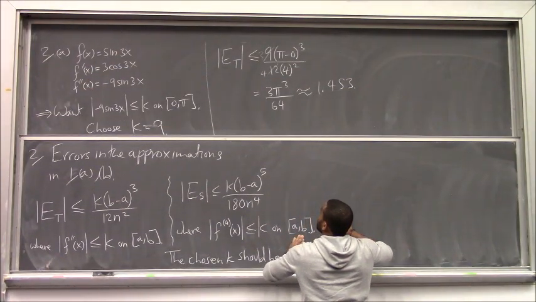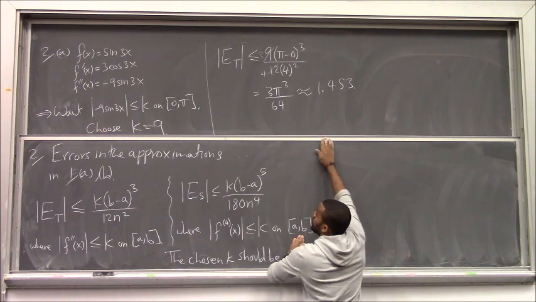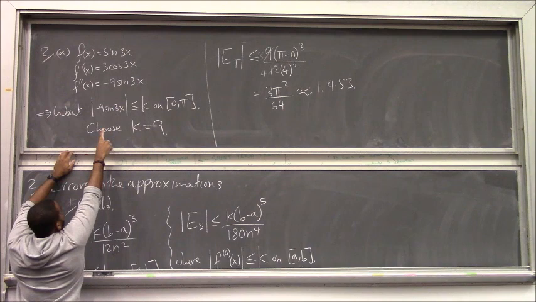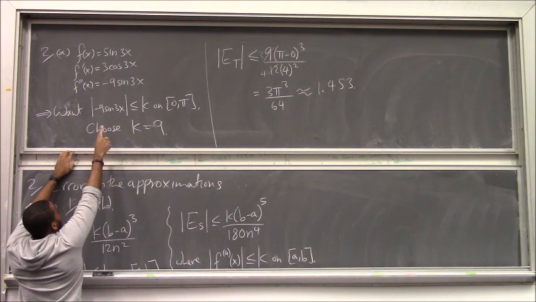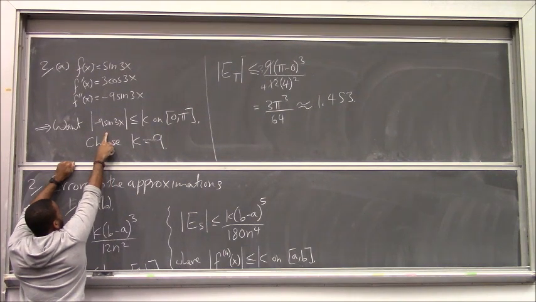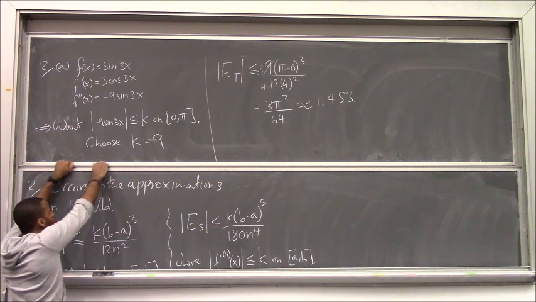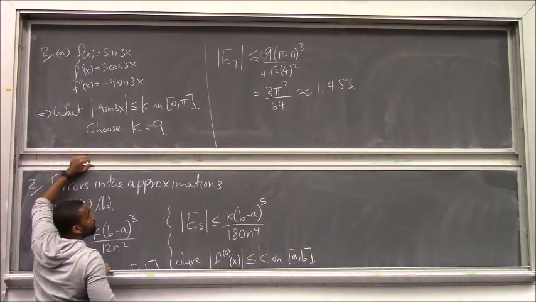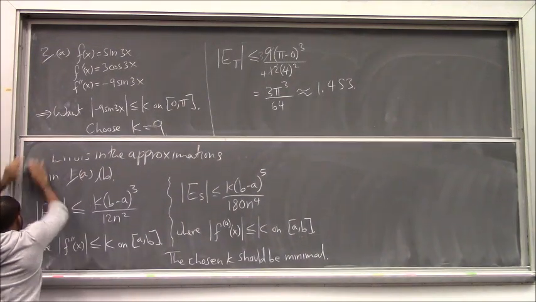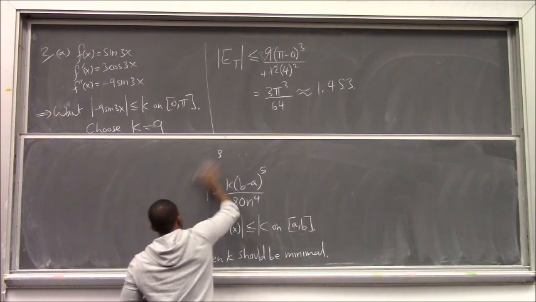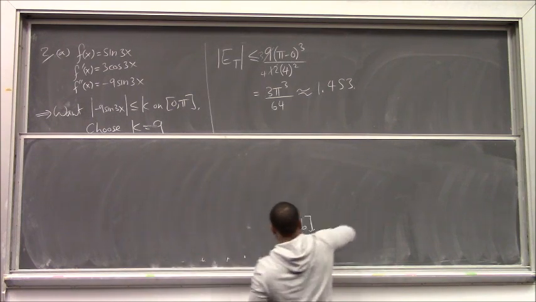Yes? Wait, why did you choose 9 for K again? Because the requirement is that the magnitude of the second derivative, as we found here, must be less than or equal to K. And the smallest thing I can think of that's greater than or equal to that is the number 9, because the sine is less than or equal to 1 in absolute value.